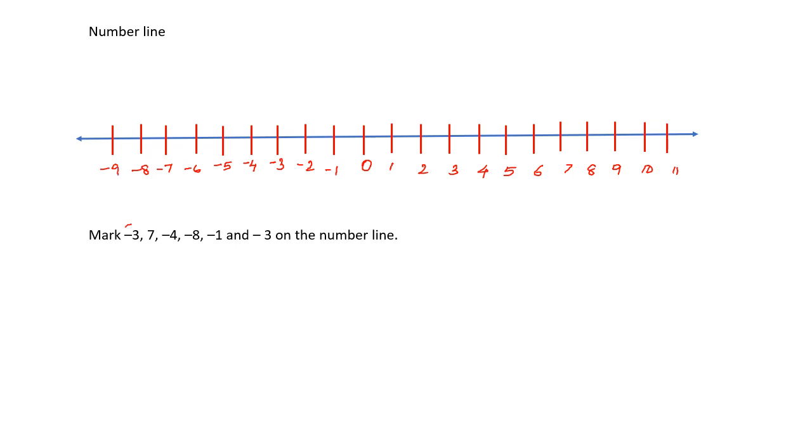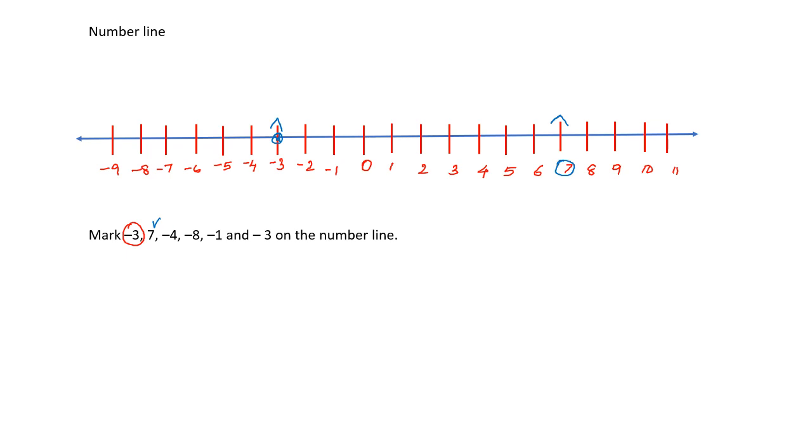Now first one, the question is, I have to mark -3. Where is our -3? Let us mark -3. Yes, here we have a negative 3. So this point on the number line shows negative 3. Second one is 7. Where is 7? 7 is positive. Can you see there is no sign? So this is 7. 7 is here.